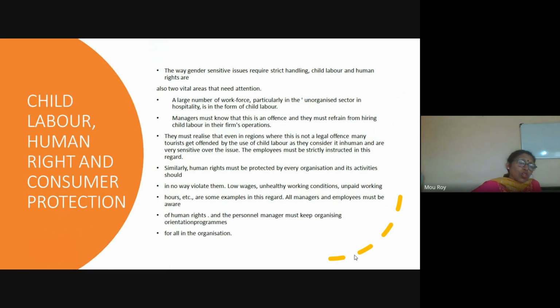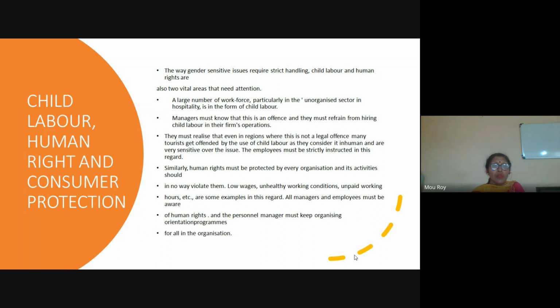Now, you have seen in many organizations, those who sweep the floor or bring the tea for you are very young. They are not even 14 years old. That is how child labor is created. Human rights and consumer protection should always be there. Gender sensitive issues should be very strictly handled. Both child labor and human rights are the other two vital areas that need attention, which I didn't mention.